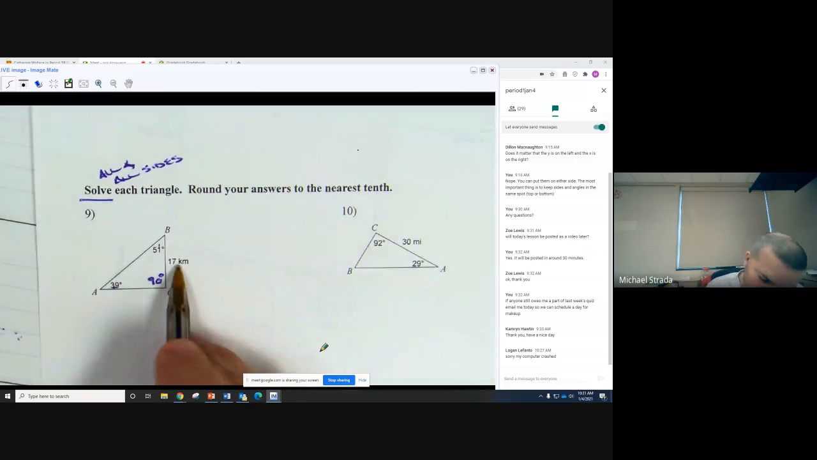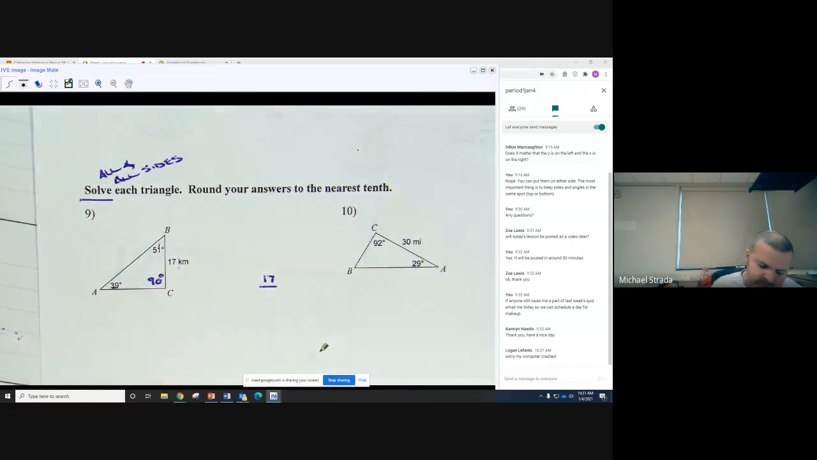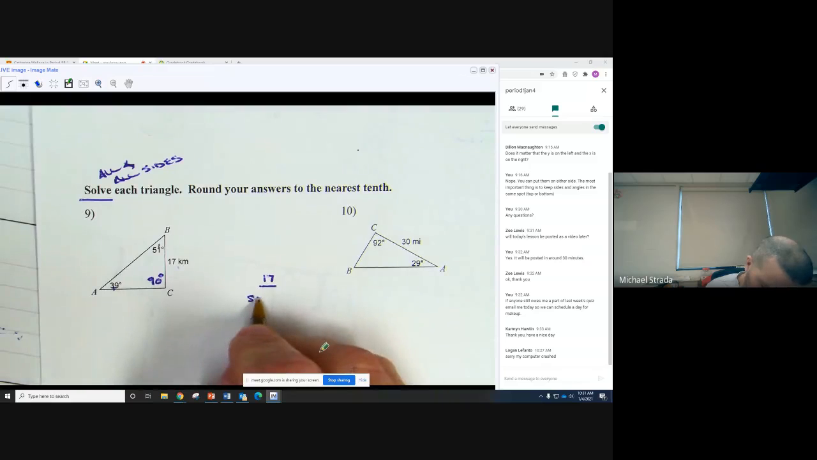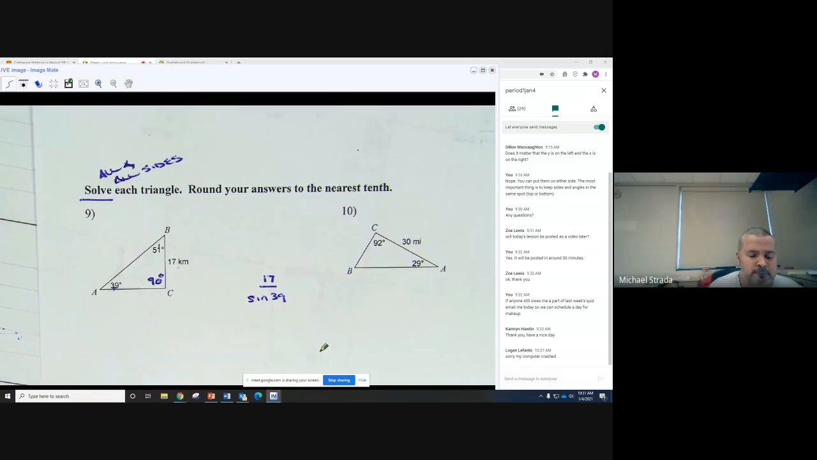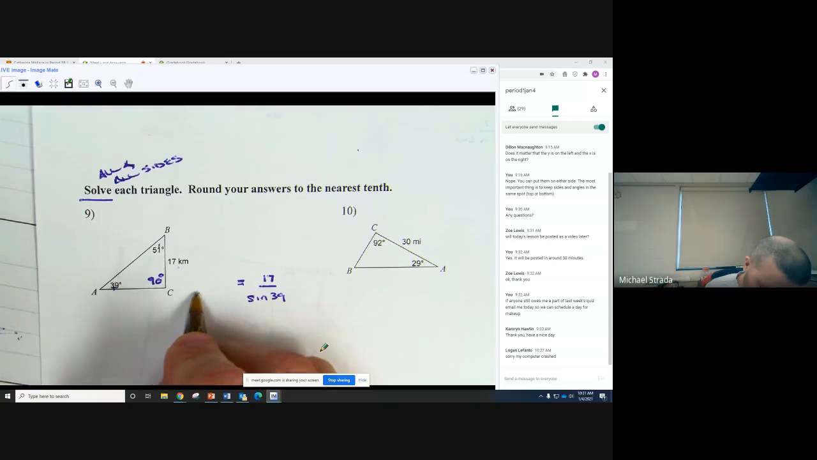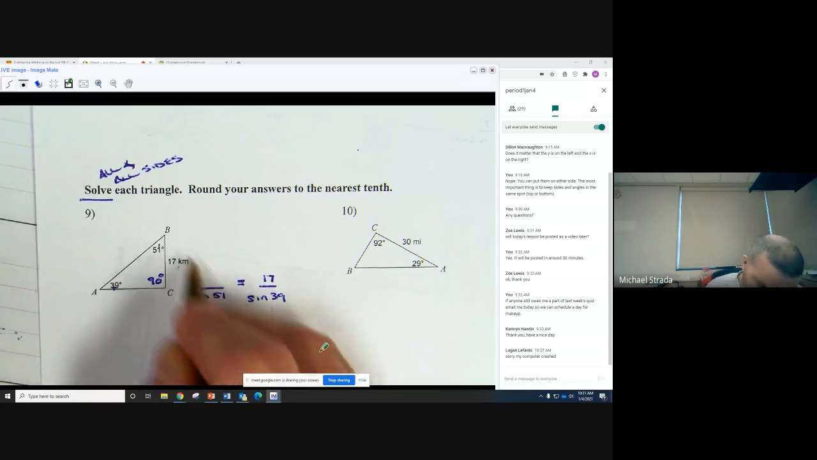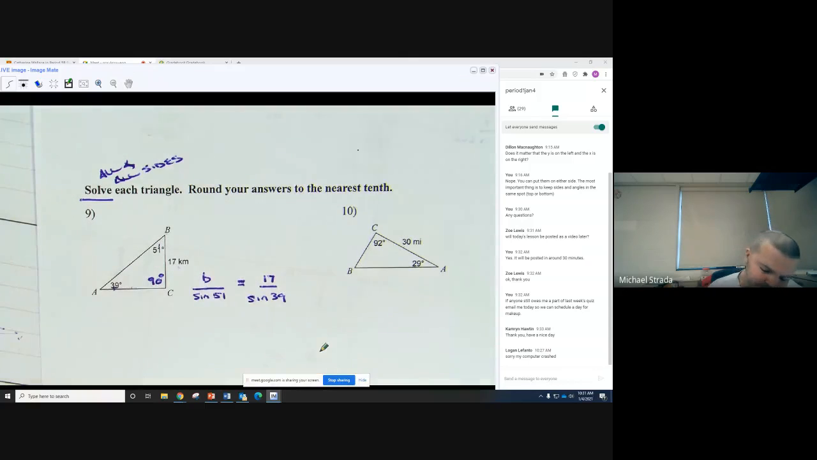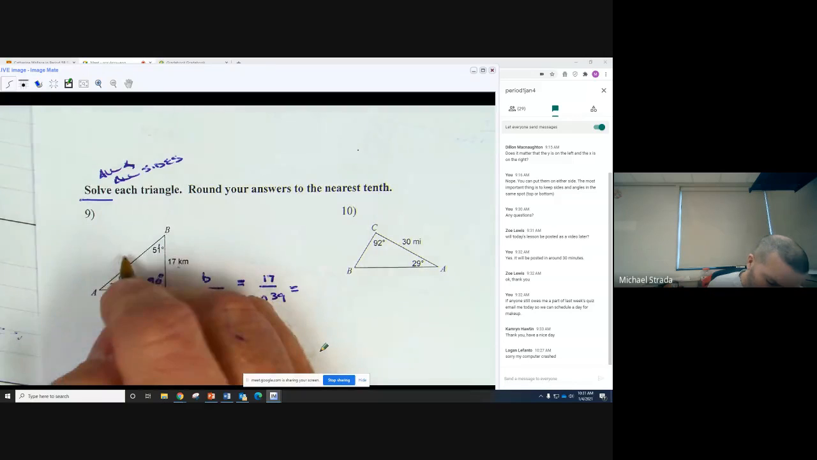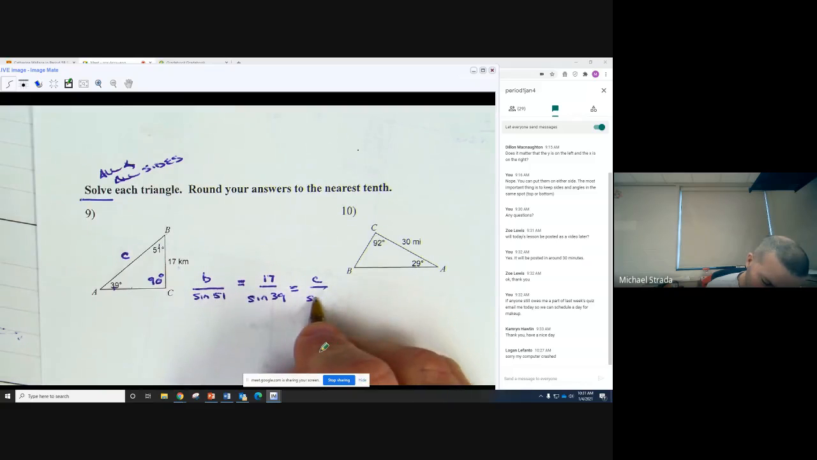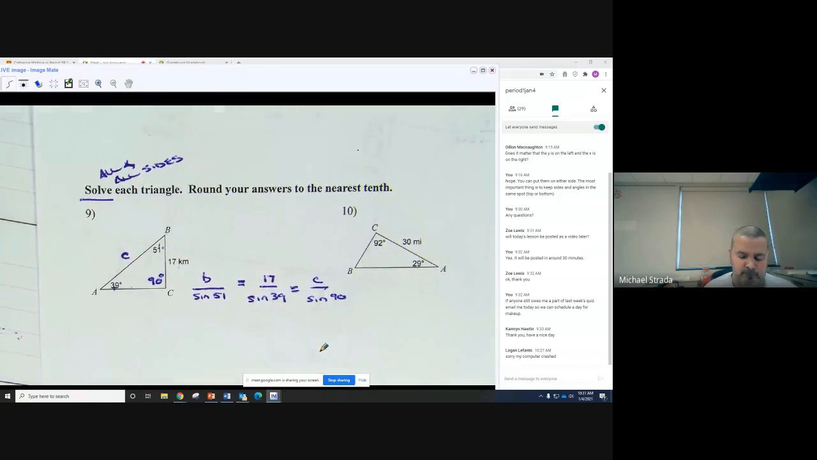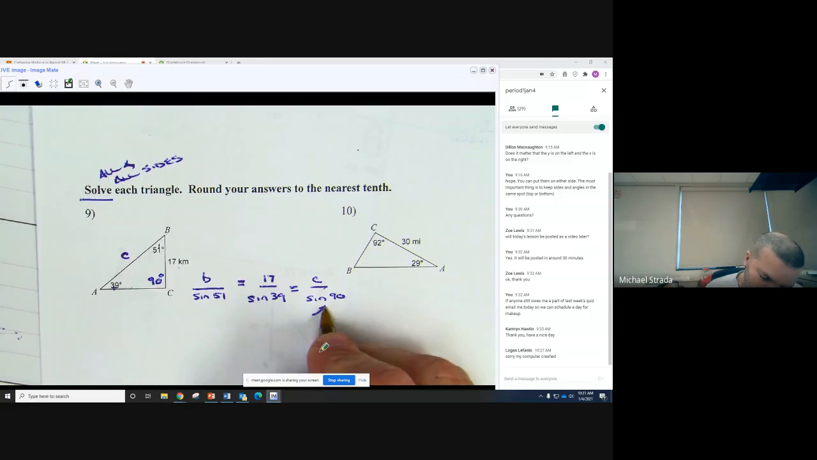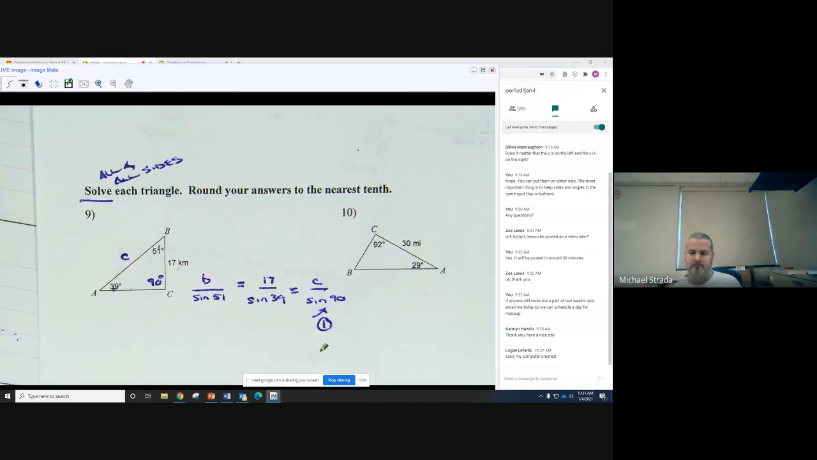I'm then going to take the one side they give me, which is 17, put that in the middle, put that over the sine of 39. On one side, I'll put the sine of 51, and that's opposite angle B, so that would be little b. And then the other letter would be c, which is opposite the sine of 90. Remember the sine of 90 is 1, so you would use 1 for that. So you got 4 like that.